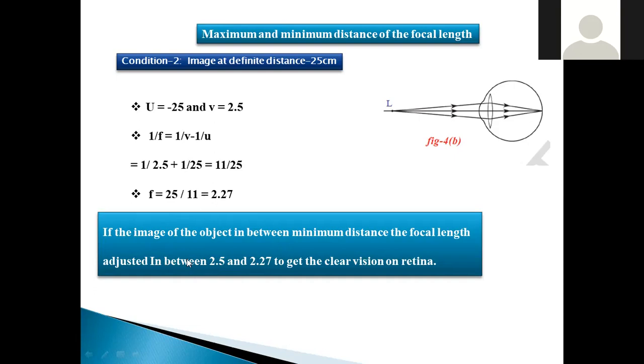Now we have the important prediction here. If the object is between the minimum distance, the focal length is adjusted between 2.5 and 2.27. If the object is present within the minimum distance, that is, a definite distance is there, the focal length is adjusted between 2.5 and 2.27 to get clear vision. 2.5 is the distance between the retina and this lens, and 2.27 is the minimum distance up to which you can see clearly without any difficulty. Okay, so this is about case 2.